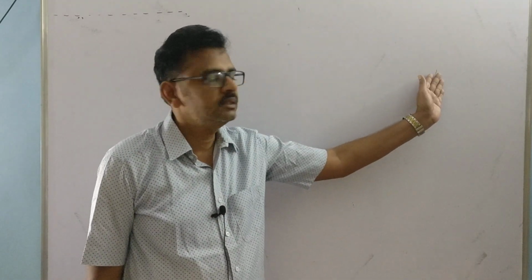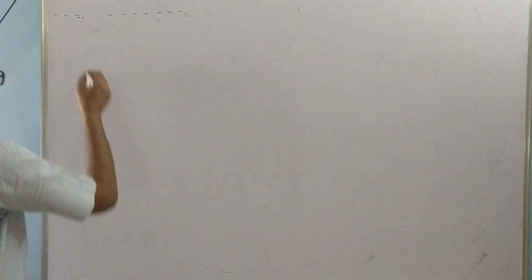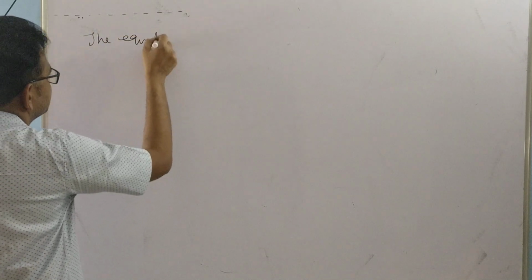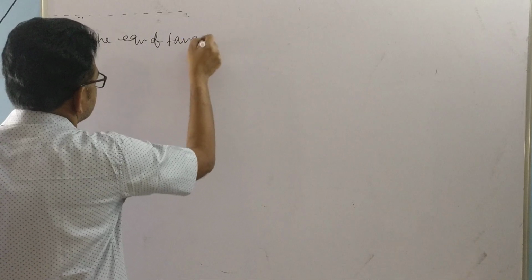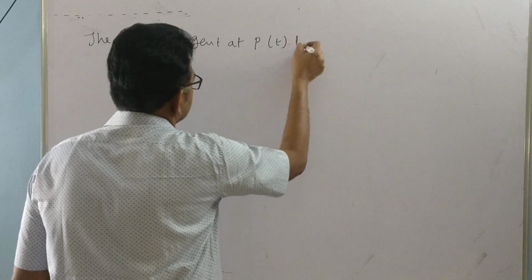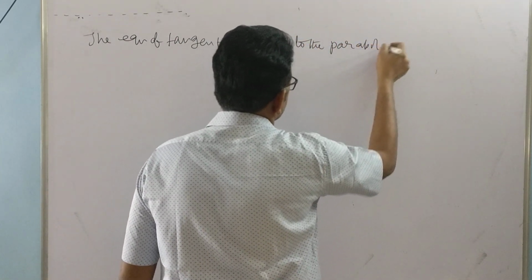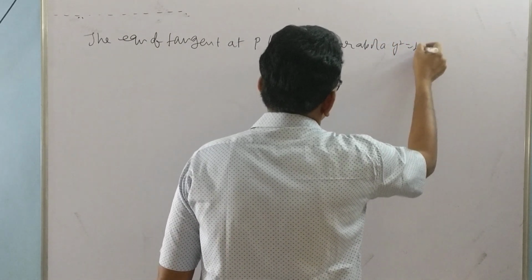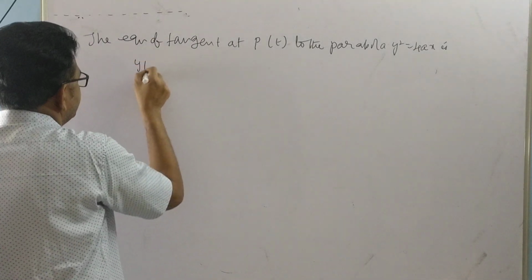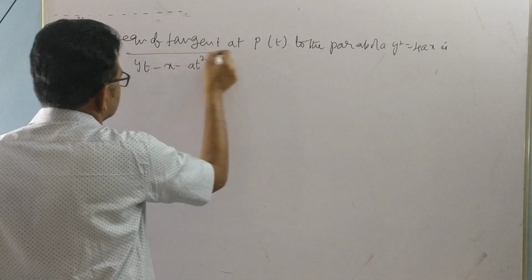So yesterday we discussed the parametric coordinates, some points. Now the next one, the equation of tangent at P(t) to the parabola y square is equal to 4ax is yt minus x minus at square is equal to 0.